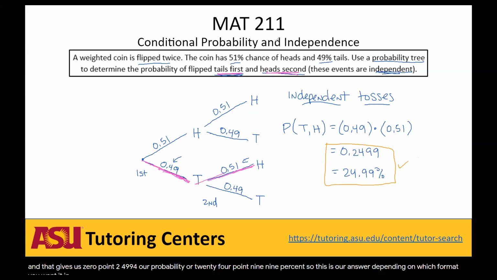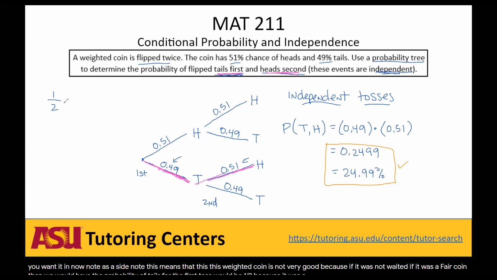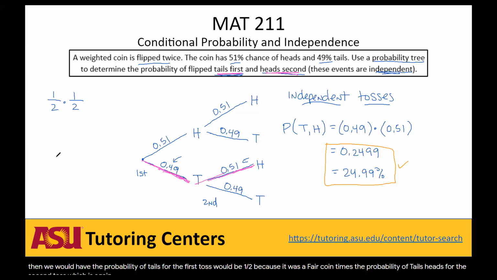Now note, as a side note, this means that this weighted coin is not very good, because if it was not weighted, if it was a fair coin, then the probability of tails for the first toss would be 1/2, times the probability of heads for the second toss, which is again 1/2, which would equal 1/4 or 0.25. So this is not very far removed from that. It sounds like this coin is not super effective at being a weighted coin.